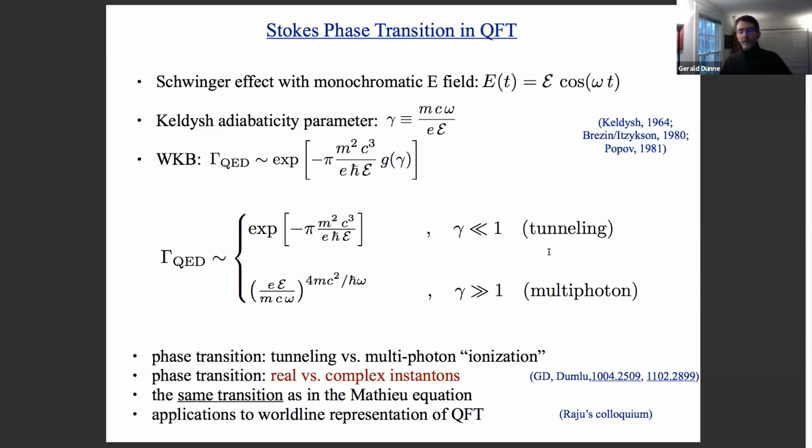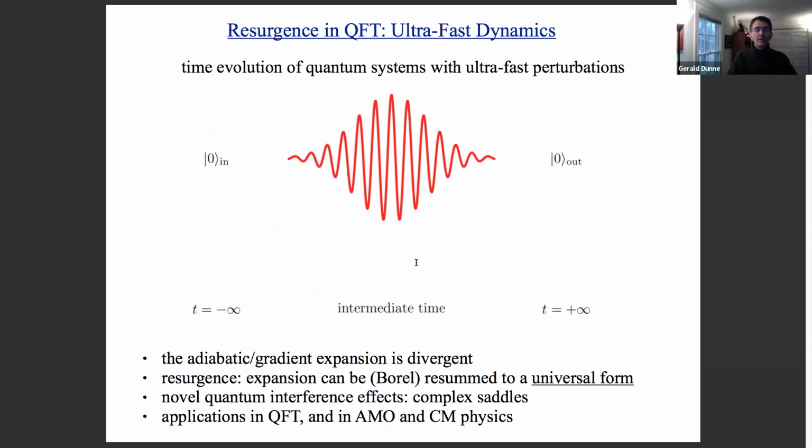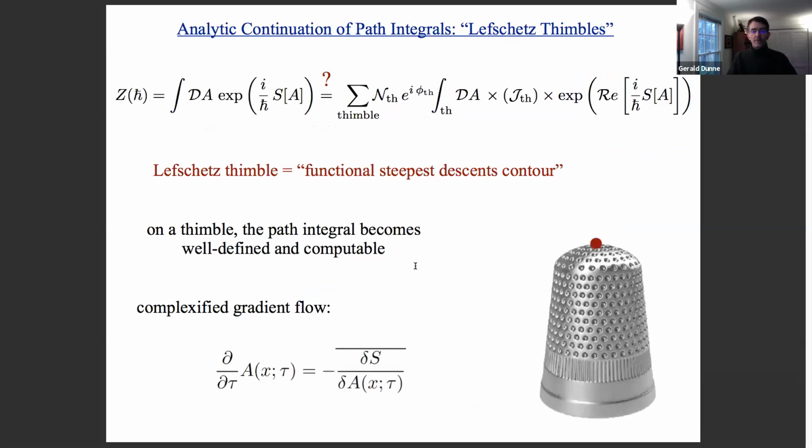So this is the change between producing particles by tunneling and producing particles by multi-photon ionization over the barrier. And this can actually be understood in complete analogy with what I just spoke about in the periodic potential case, as a transition between physics dominated by real instantons and physics dominated by complex instantons. So this is again an example of the Stokes phenomenon, in the context of the change of whether it's a complex or a real saddle point. And this has applications in the worldline representation of quantum field theory. In the interest of time, I'm going to have to skip this. So you can also apply this for rapidly driven systems.